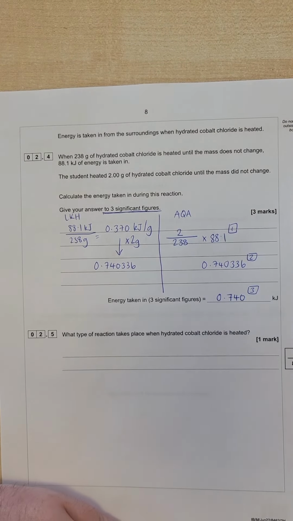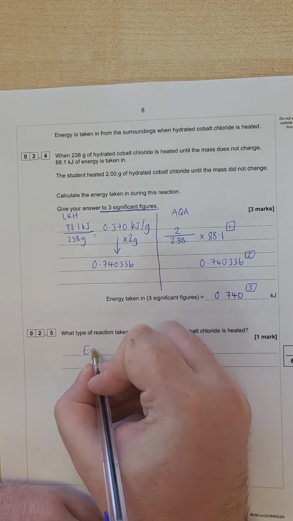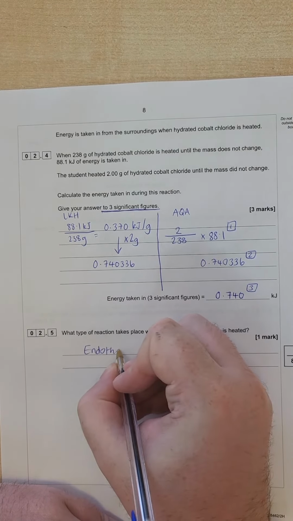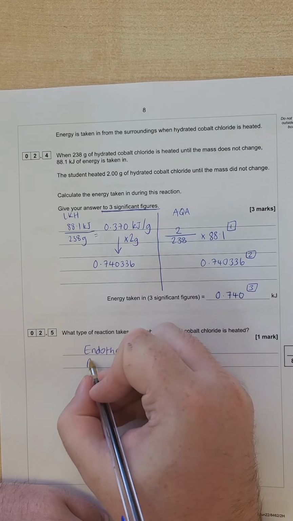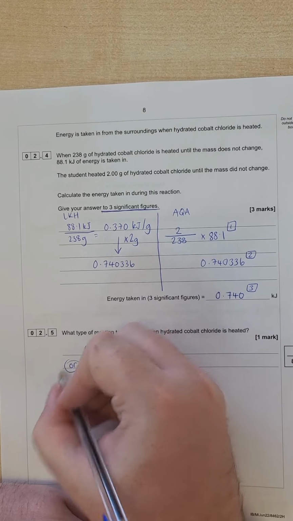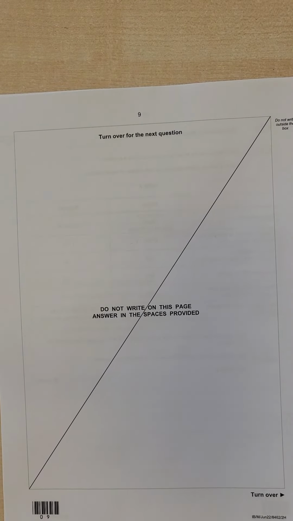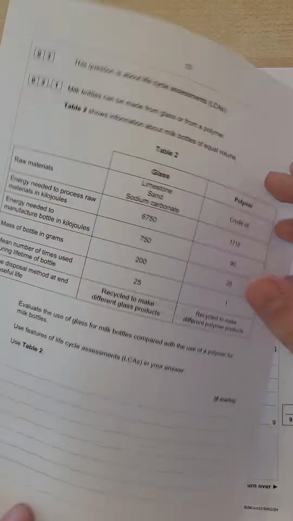What type of reaction takes place when hydrated cobalt chloride is heated? Endothermic was the correct answer, but reversible was allowed. So that was one of the options given at the side of the mark scheme. Cool. We're already on to question 3, which is fantastic.